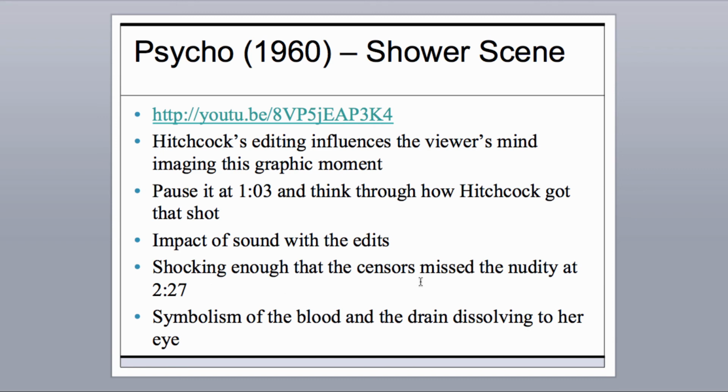So it's shocking enough that the censors actually miss nudity at about the 2:27 mark of this scene. And the symbolism of the blood going down the drain and dissolving to her eye shows the meaning of death at that moment in that shower scene. So all of these are things for you to think through the editing process, show you how complex it could be, and how interesting editing can be as it changes through technology in the future.